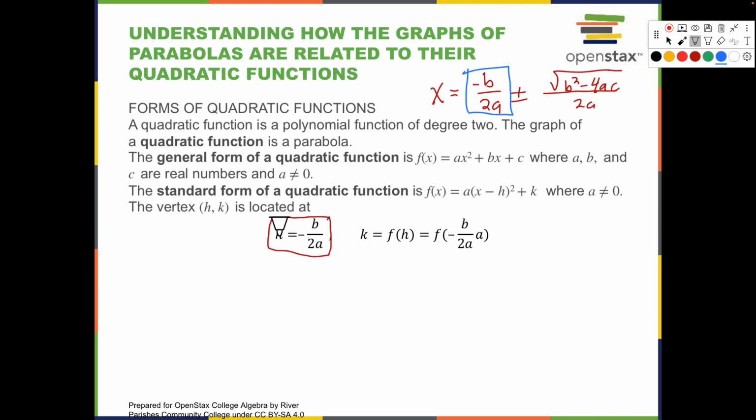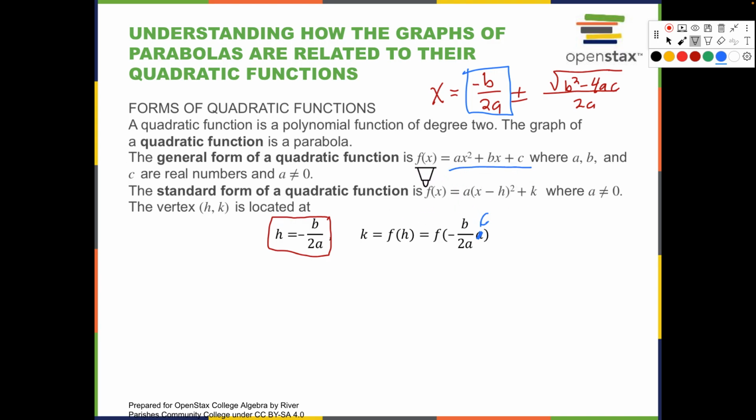And they use the letter H to label that. To find the y-coordinate, we then take that x-coordinate, plug it into the function, maybe like this one, and that will give us the y-coordinate. I don't know why they have this extra a here. I think that's not correct. Okay, so we'll plug it back in.